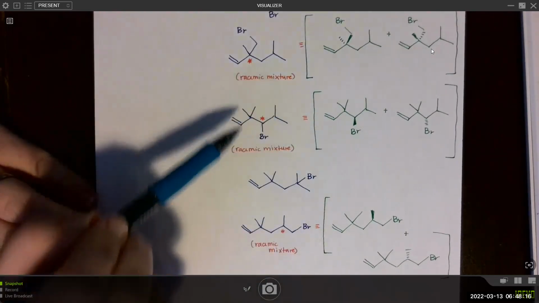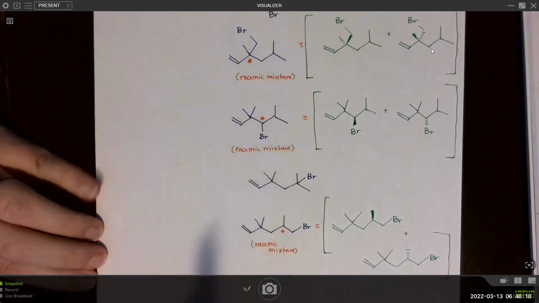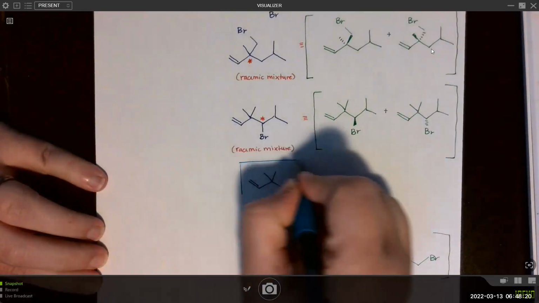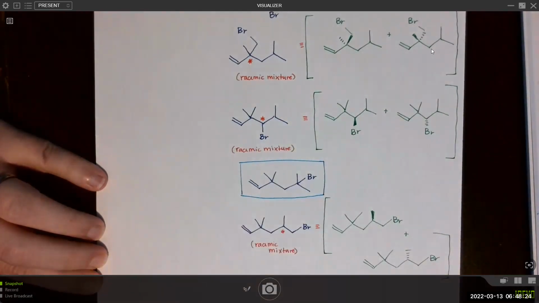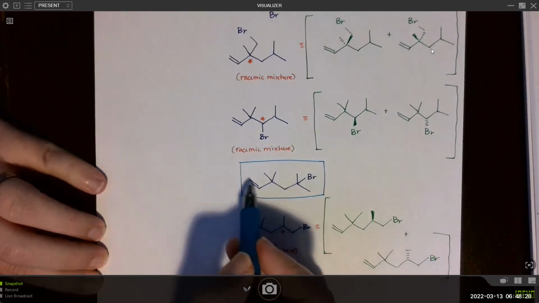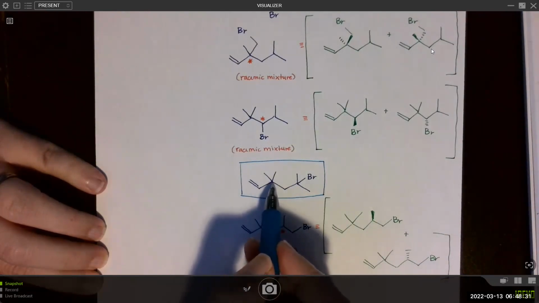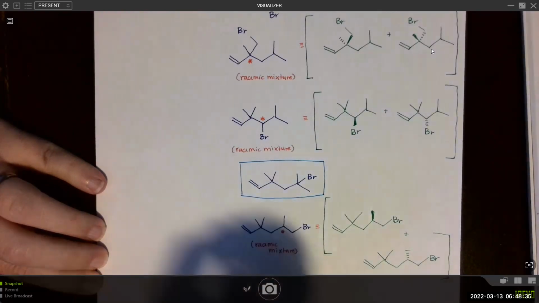This would be secondary, but this is definitely going to be the major product because it's bromination at the only tertiary carbon. And there was no ability to make an allylic position because the allylic position is blocked with the 2 methyl groups.